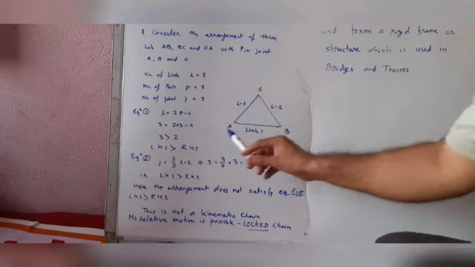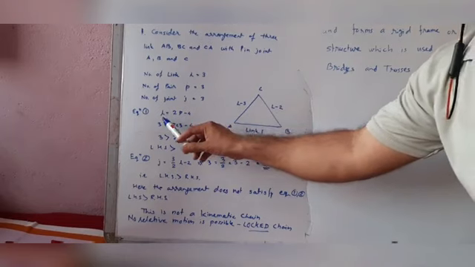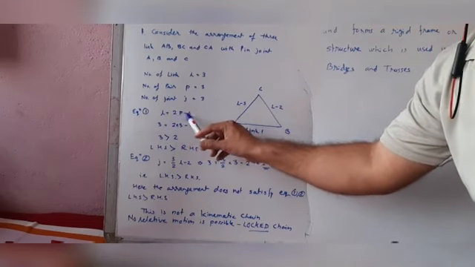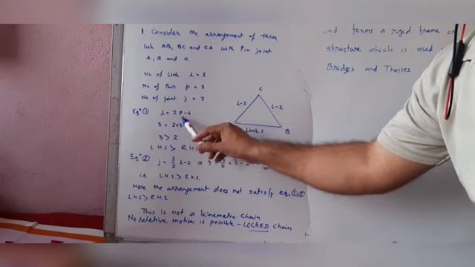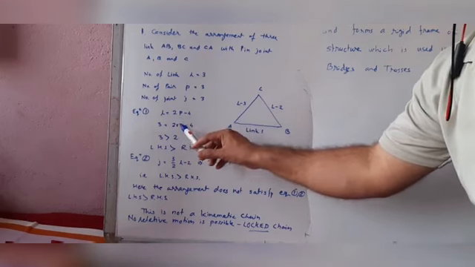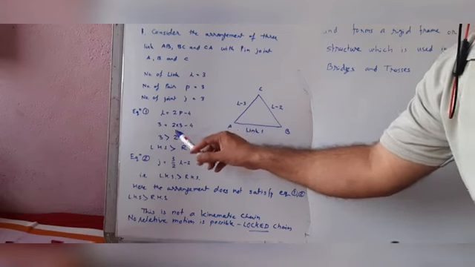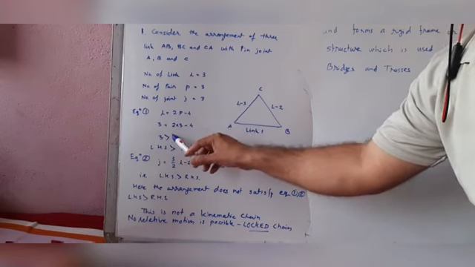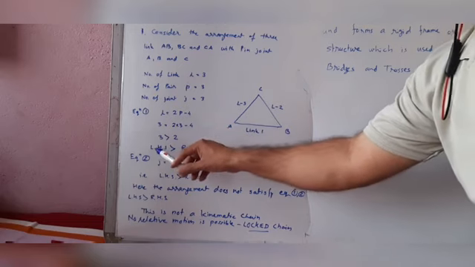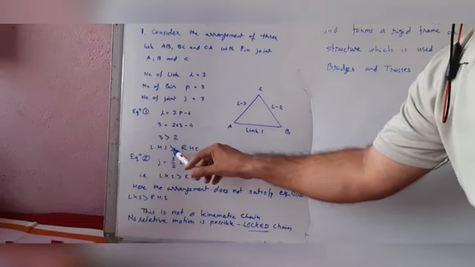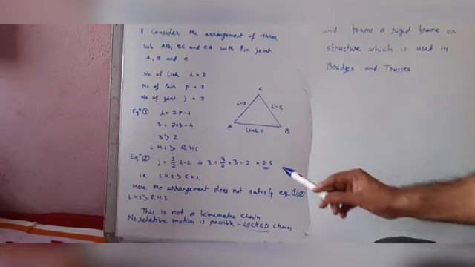Now, putting the values in equation 1, L equal to 2P minus 4. L is 3, P is 3, so 2 into 3 minus 4. 3 plus 6 minus 4 is 2. So here the left hand side, 3, is greater than the right hand side, 2.